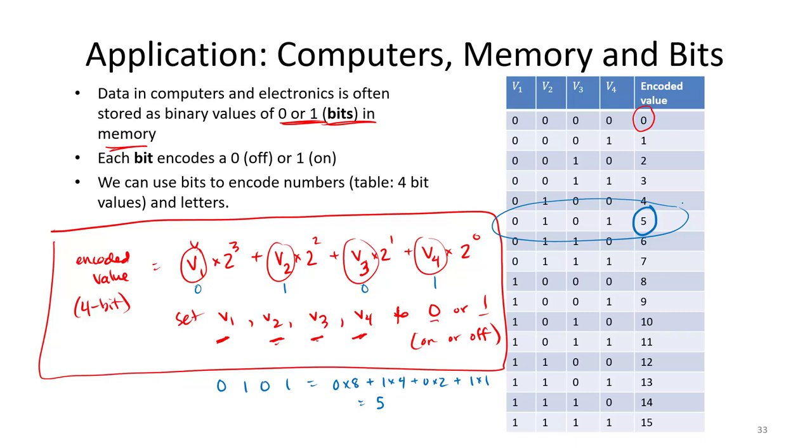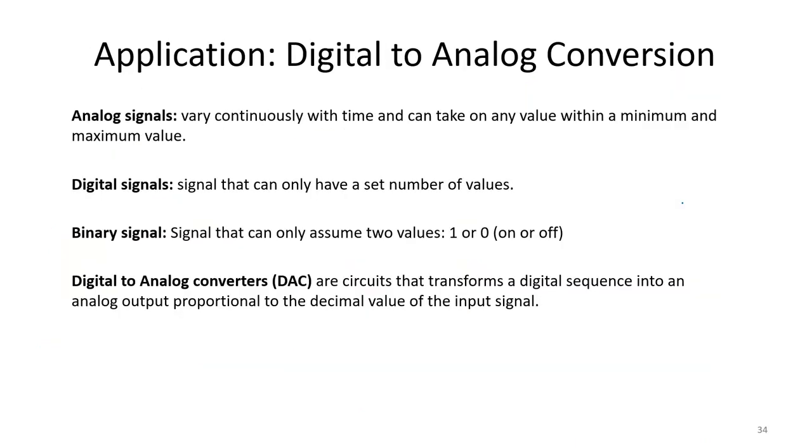Okay, so it's nice that we can encode data into these bits and use it to store memory. And this is actually a very important piece of how computers can perform calculations and do many different types of applications. For this particular application we're going to look at in this video, it helps to know a few more key terms. The application we're going to look at is called digital to analog conversion.